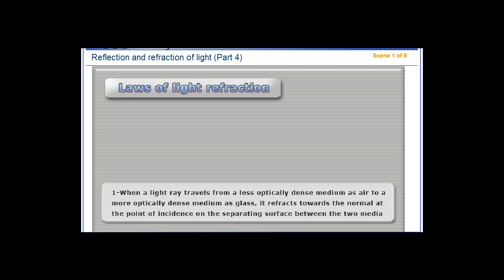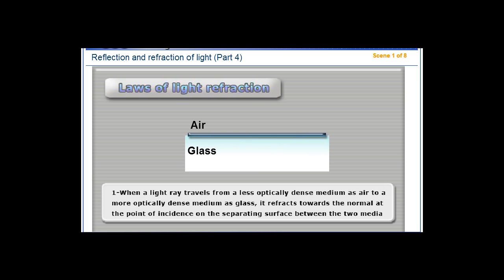Laws of light refraction. 1. When a light ray travels from a less optically dense medium, such as air, to a more optically dense medium, such as glass, it refracts towards the normal at the point of incidence on the separating surface between the two media.